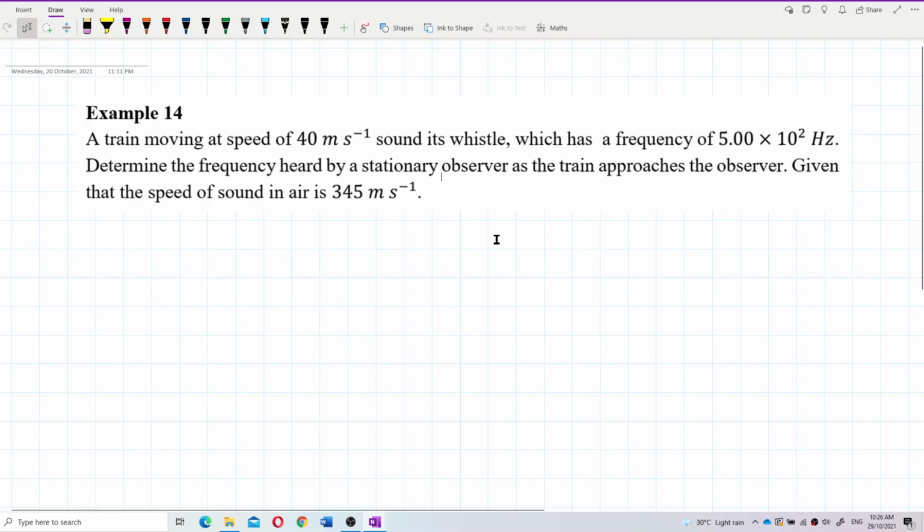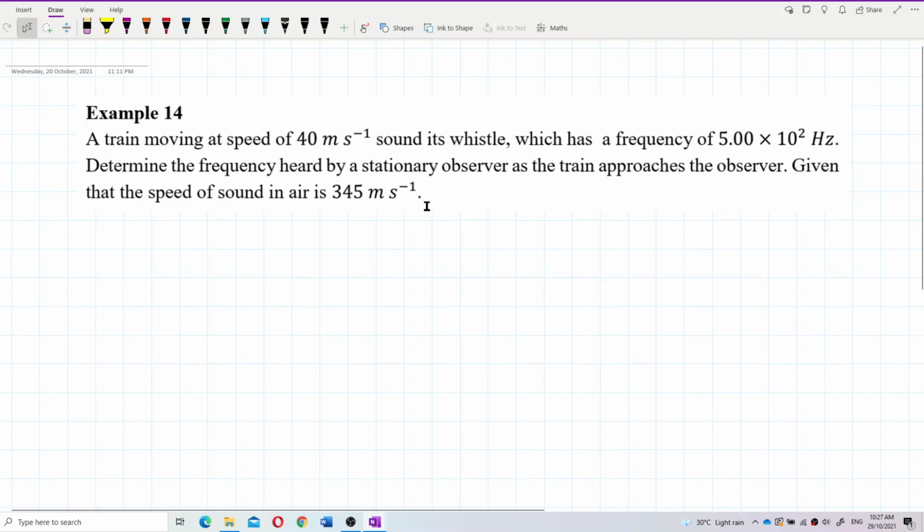Okay, now let's look at this question. A train moving at a speed of 40 meters per second sounds its whistle, which has a frequency of 5 exponent 2 Hertz. Determine the frequency heard by a stationary observer as the train approaches the observer, given that the speed of sound in air is 345 meters per second.